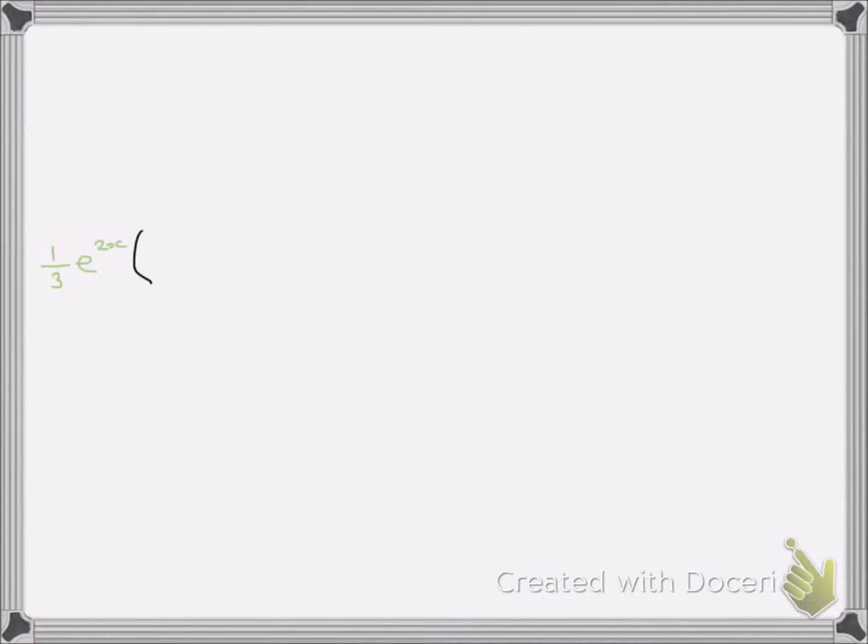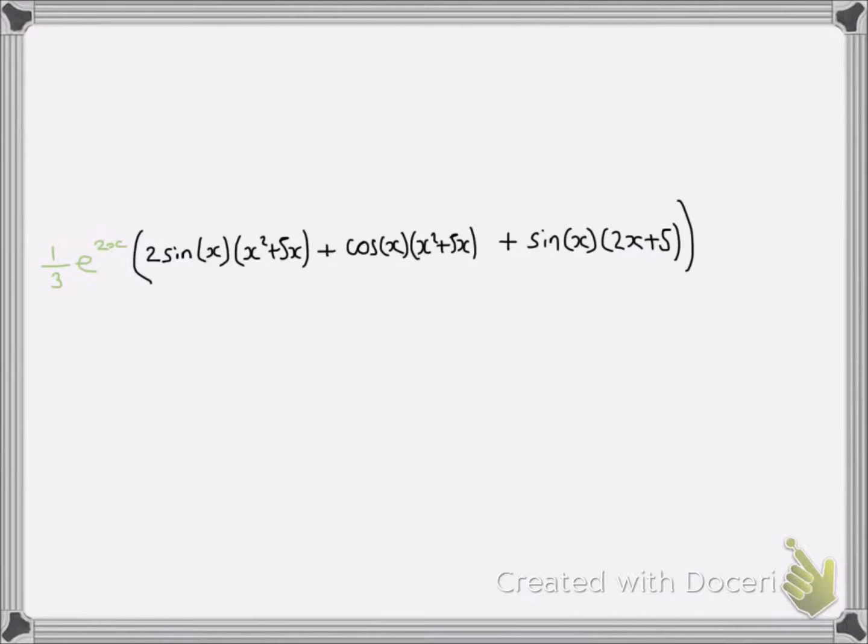Now on the inside of the brackets, from the first term we'll be left with 2 sine x, x squared plus 5x. From the second term we'll be left with cos x, x squared plus 5x. And from the last term we will be left with sin x, 2x plus 5. Now that is it differentiated and simplified.